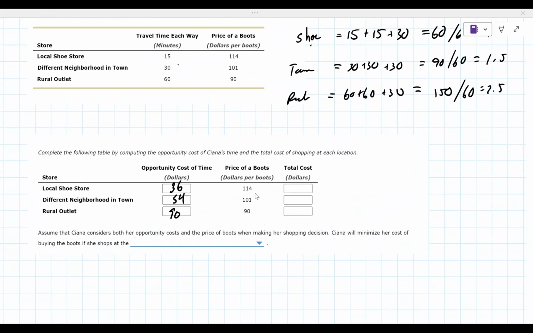So then you add these up, 150, 155, and then 180. And then there you have that. So it says, assume that Sienna considers both her operating costs and the price of boots when making her shopping decision. Sienna will minimize her cost of buying boots, so it's the one with the lowest total cost, which is the local, probably says that.